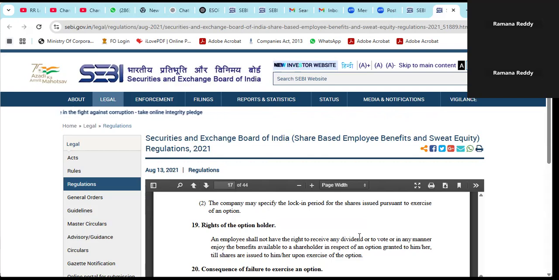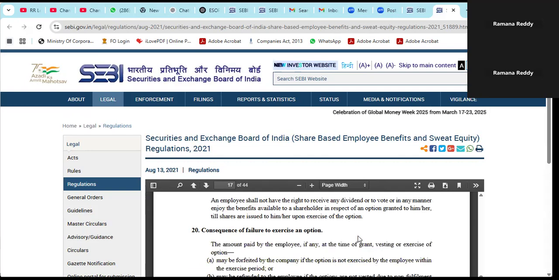Rights of option holder. An employee shall not have a right to receive any dividend because this is only an option. Once exercised only, he will get the rights. Till that time, the employee shall not have any right to receive dividend, any right to vote, or in any manner enjoy the benefits available to the shareholders in respect of an option granted to him or her. How long? Till the shares are issued to him or her upon exercise of the option.